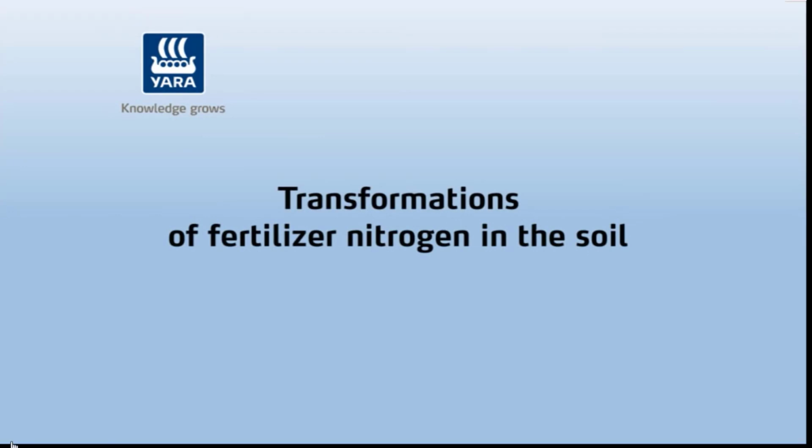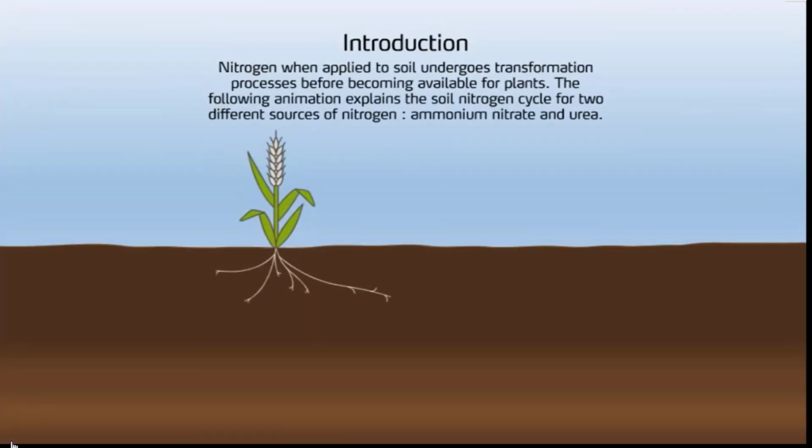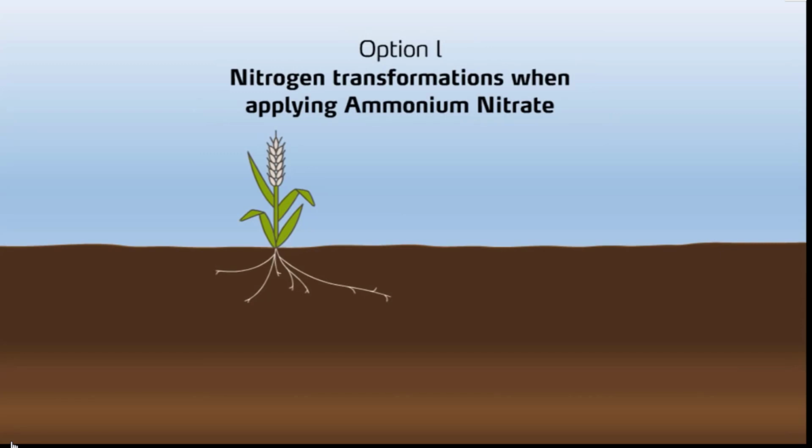Transformations of fertilizer nitrogen in the soil. Nitrogen, when applied to soil, undergoes transformation processes before becoming available for plants. The following animation explains the soil nitrogen cycle for two different sources of nitrogen: ammonium nitrate and urea. First option: nitrogen transformations when applying ammonium nitrate.